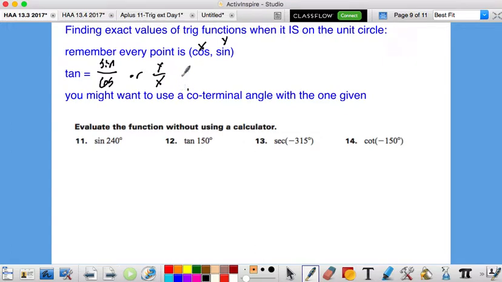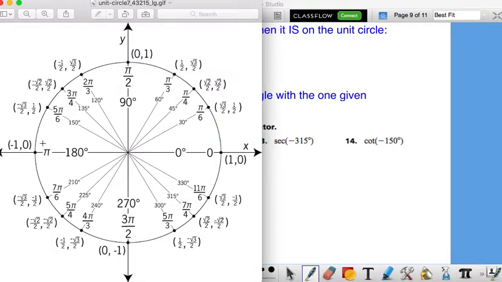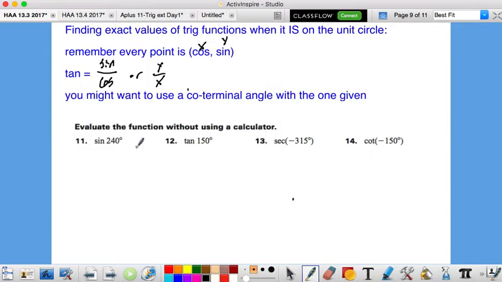So using our unit circle, can we evaluate what sine of 240 is, tangent 150, secant negative 315, cotangent negative 150? Yeah. So the sine of 240 is the y value when your angle is 240. So if you're looking at our unit circle, our angle of 240 degrees is here. What's the y value at 240 degrees? Well, we'll just key right here. It's negative square root of 3 over 2. Boom, done. No calculator needed.